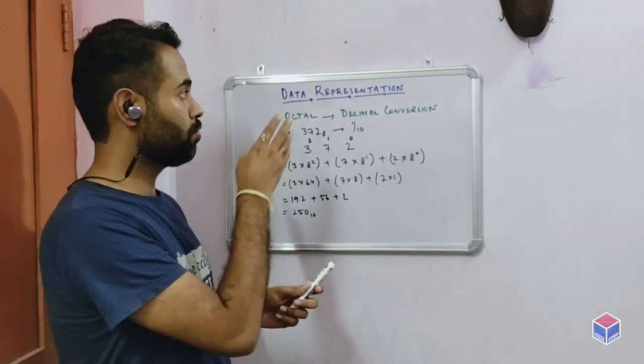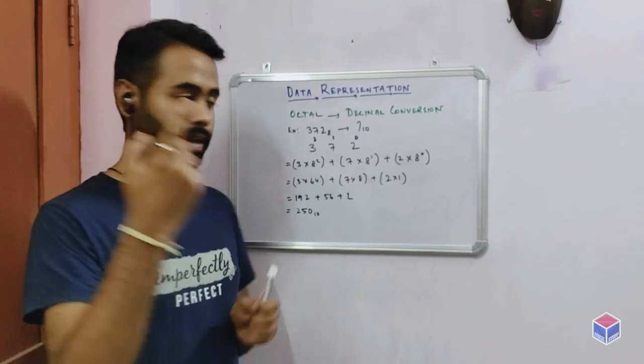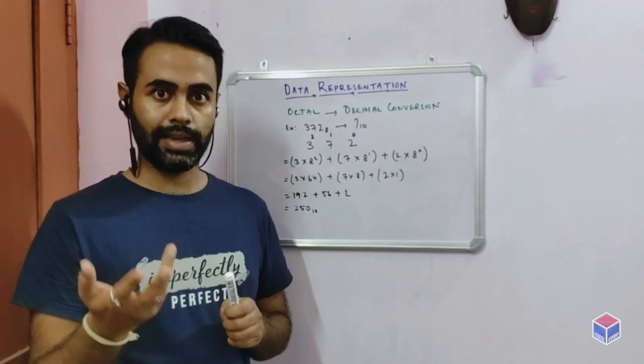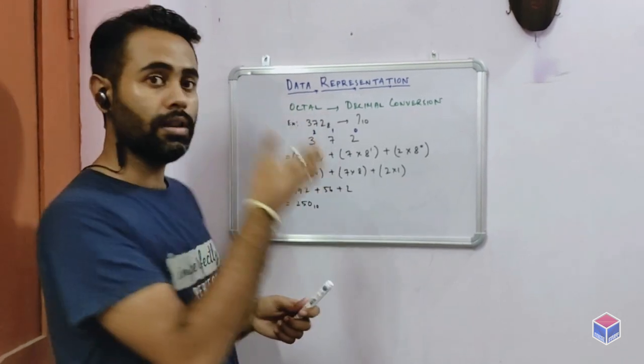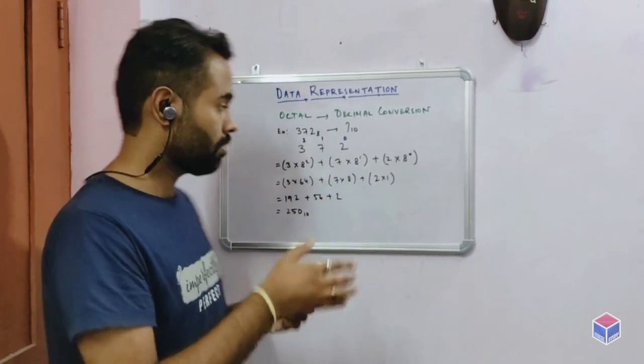And that is how we then put the power to 8. For binary to decimal, we used the power of 2, that is 2 to the power n. Here it would be 8 to the power n, because we are converting from octal to decimal, and the base value of octal is 8. So that is how you do it.